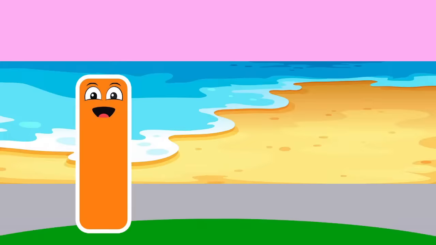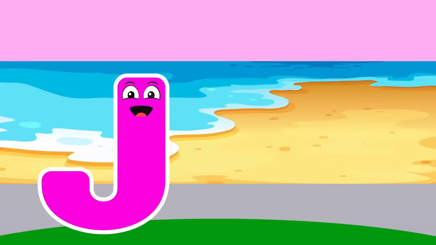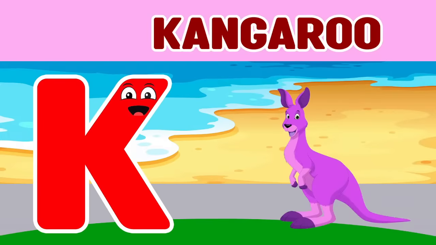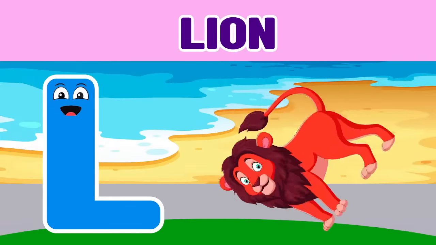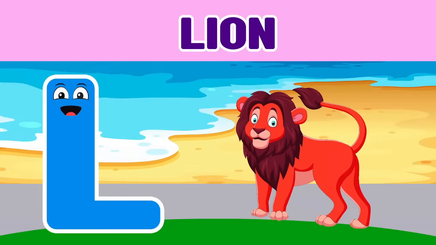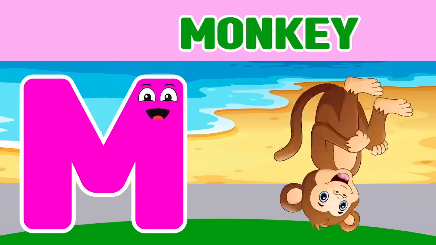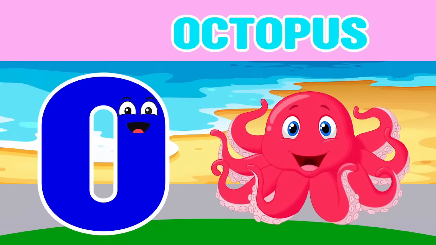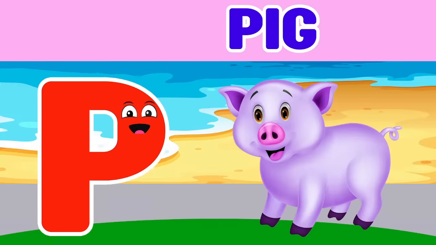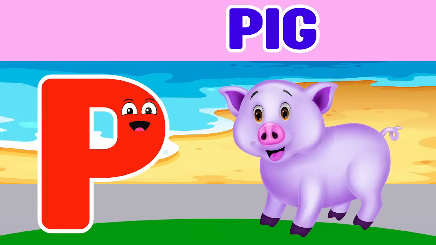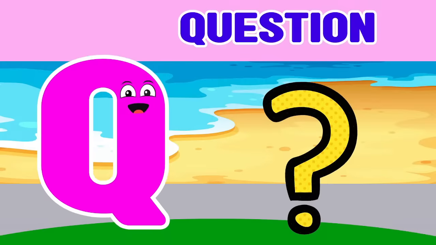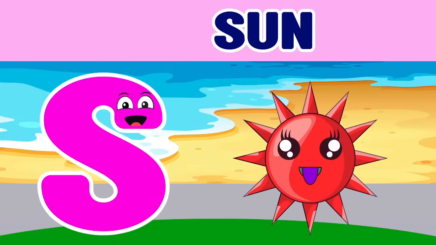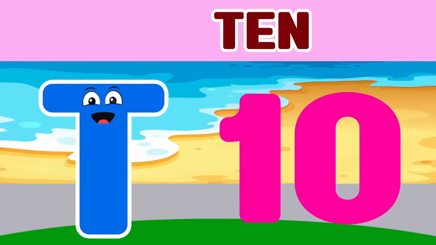hat. I is for igloo, igloo. J is for juice, juice. K is for kangaroo, kangaroo. L is for lion, lion. M is for monkey, monkey. N is for nose, nose. O is for octopus, octopus. P is for pig, pig. Q is for question, question. R is for ring, ring. S is for sun, sun. T is for ten, ten.